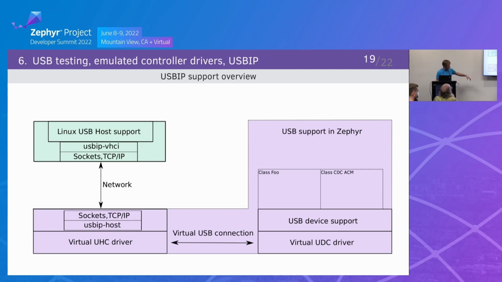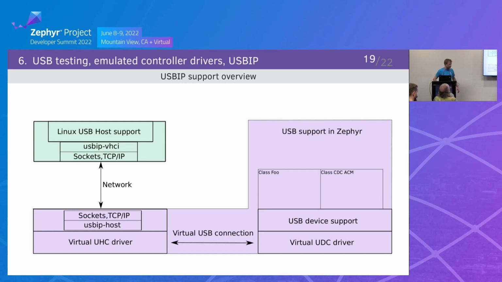Everything in purple is implemented in Zephyr. That's Zephyr code, and this network connection is on the build machine. It's like we used to test network interfaces on native POSIX builds over TAP. Is it a TAP or a TUN? I don't remember which of these interfaces. It connects that over a network to a Linux host.